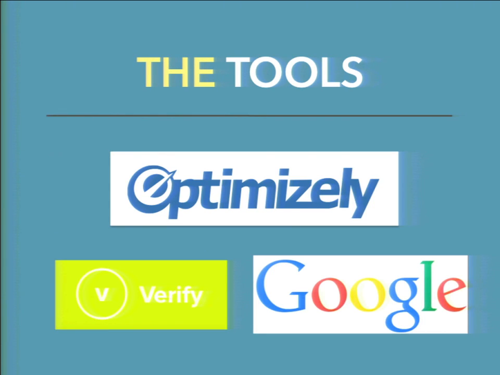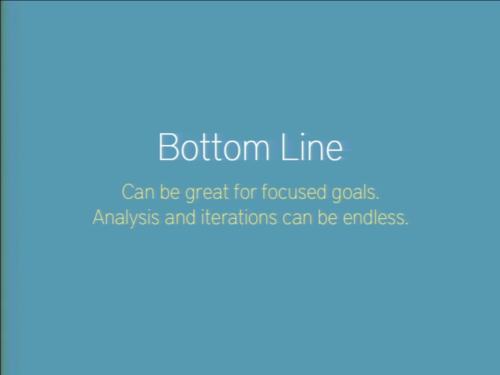Optimizely is probably the most famous in the bunch, but again, there's a whole bunch of other ones, including Google's A/B website optimizer, which I didn't get the name right, but some combination of those things. And it's really awesome for focused goals, like add to cart or donate or other things like that.